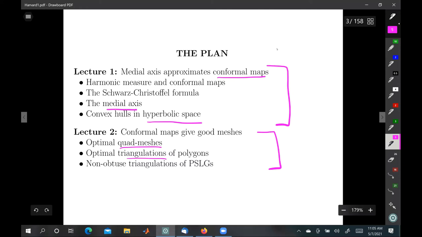The second talk tomorrow is some stuff from 10 years ago, some stuff from 5 years ago, and some stuff from about 5 weeks ago. So things that are just within the last month or so. And so that's the plan.